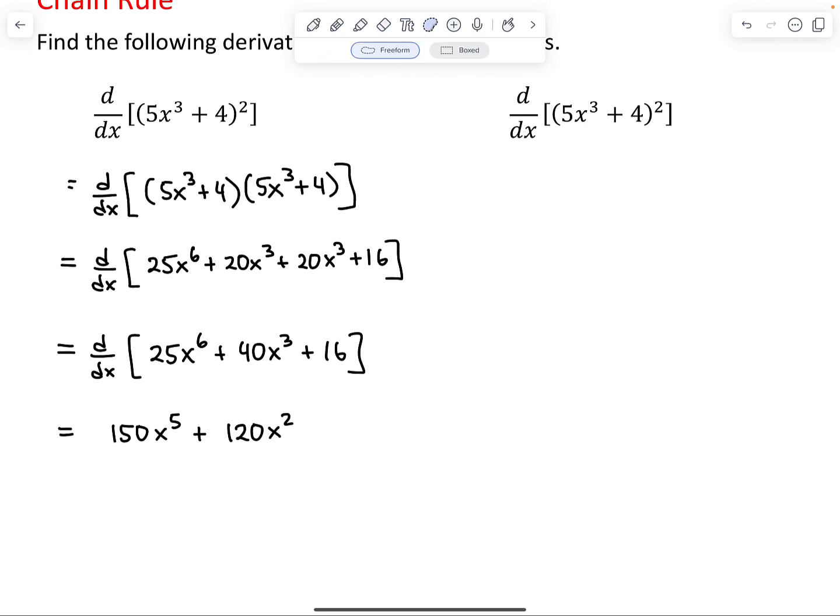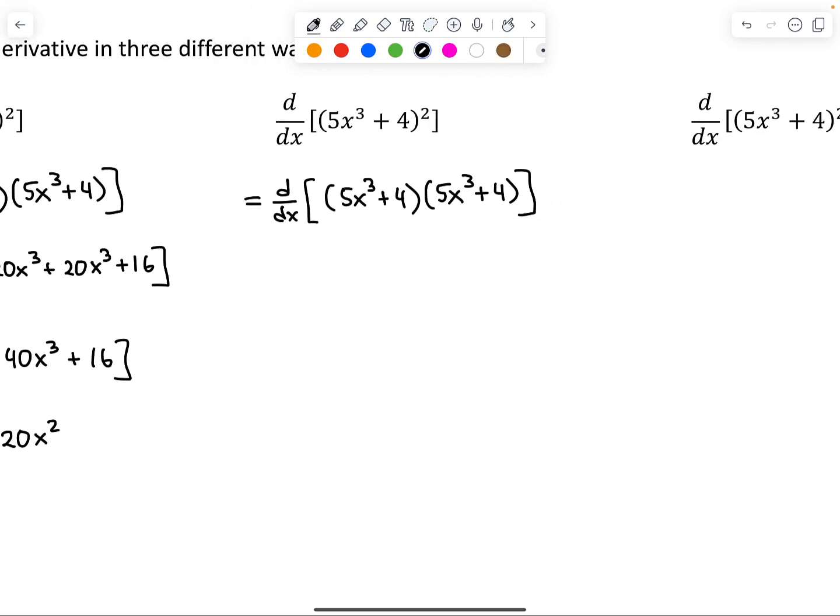Another way is to still write 5x cubed plus 4 twice like this. But instead of foiling them, we can use the product rule, because I have a product of two functions. Of course, they're identical functions, but we have a u and a v. So the derivative of this product will be u prime, so the derivative of 5x cubed plus 4, which is 15x squared plus 0. So here's my u prime. Then we multiply that by v, undifferentiated, times my v. Then we add to this u, undifferentiated, so 5x cubed plus 4. This is my u, and then times v prime. And the derivative of v is also 15x squared.